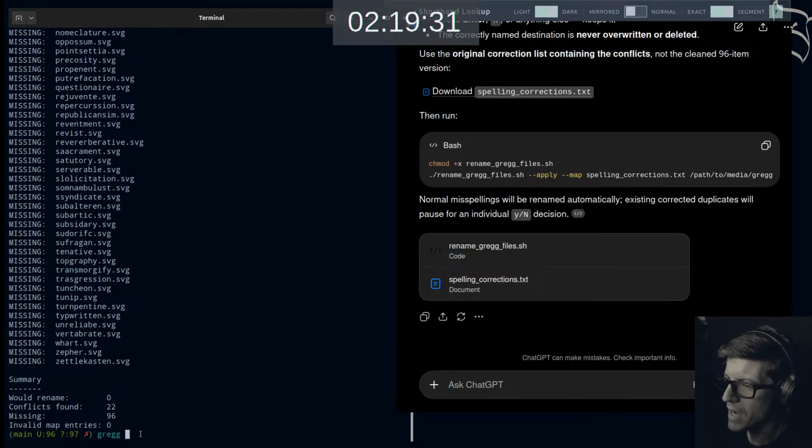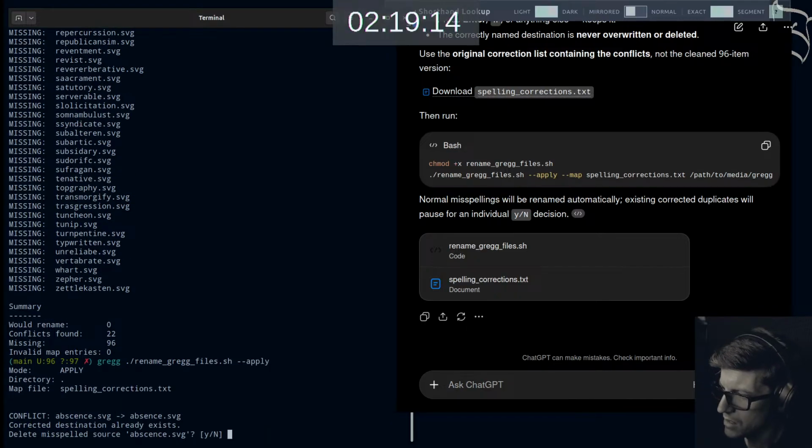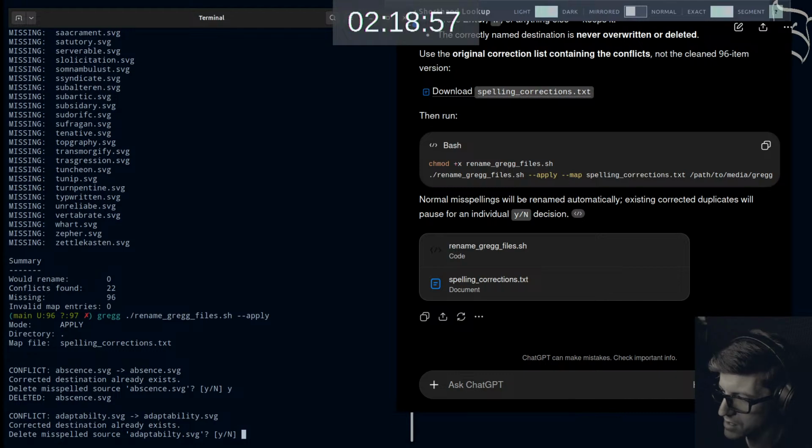And I am going to go one by one. Thankfully, it's only 22 words, and I want to go slowly. That way, I'm making extra sure that I'm not deleting things unnecessarily. All right, so we have rename_Gregg_files.sh. We hit apply. Okay, and I just type Y to confirm whether it should be changed or not. So in this case, we have absence. We have the correct spelling, absence, already. So I'm going to delete the misspelled source with yes.